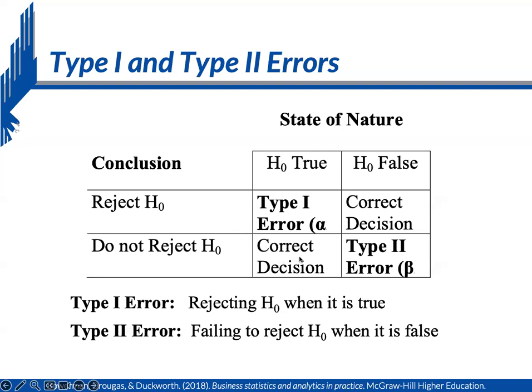So as much as possible, we want to make decisions that are correct. But again, in hypothesis testing, it is unavoidable. There will always be a possibility of committing a type 1 or a type 2 error because our data is only from a sample.